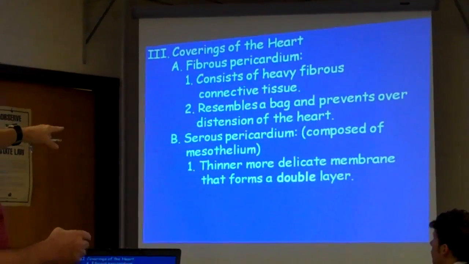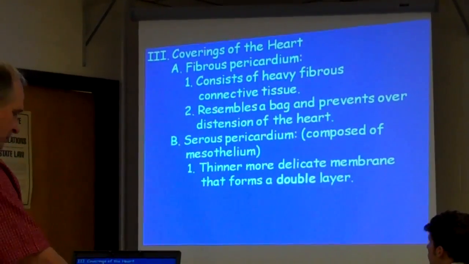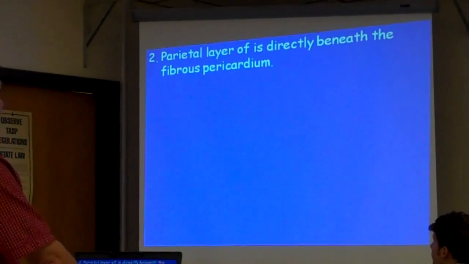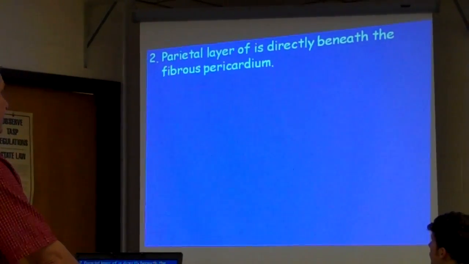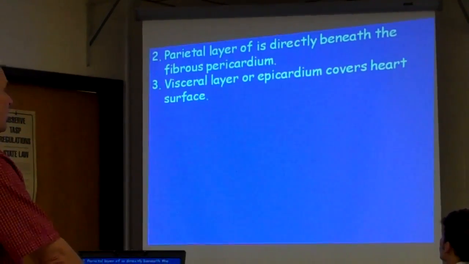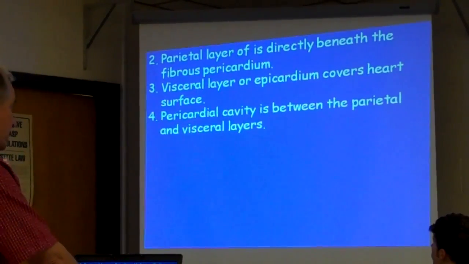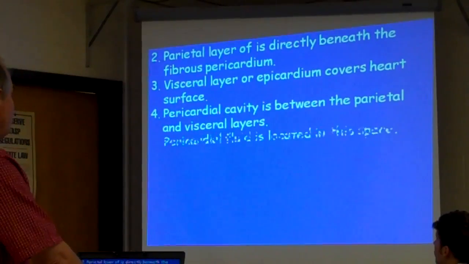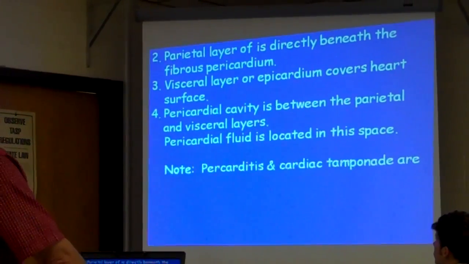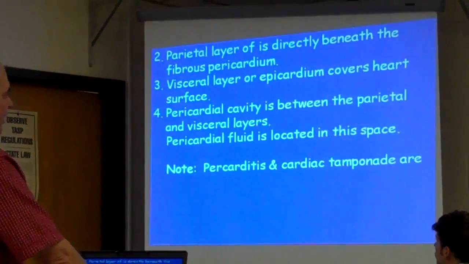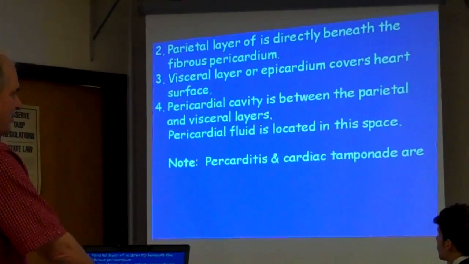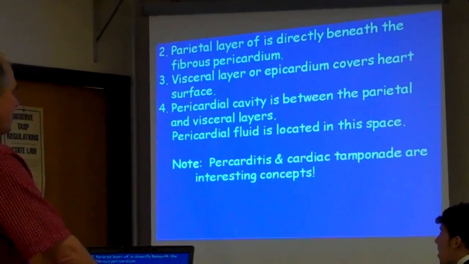Serous mesothelium, thinner, more delicate. It's a double membrane thing, and here's the way it looks. There's a parietal layer directly beneath the fibrous pericardium, and the visceral layer is the epicardium. I'll show you a picture of this. Pericardial cavity is between the parietal and visceral, and I need to show you this, though. Pericardial fluid is in there. Cardiac tamponade. I'll explain that to you in just a minute. All right, interesting concepts.